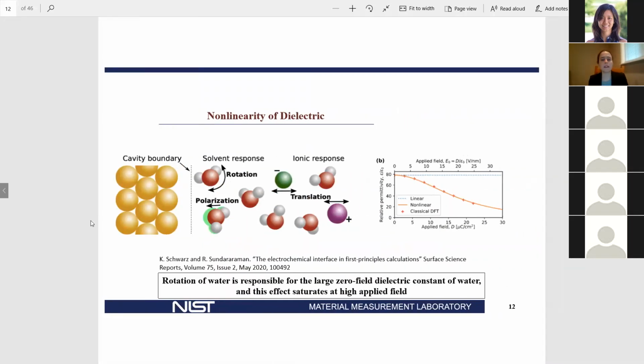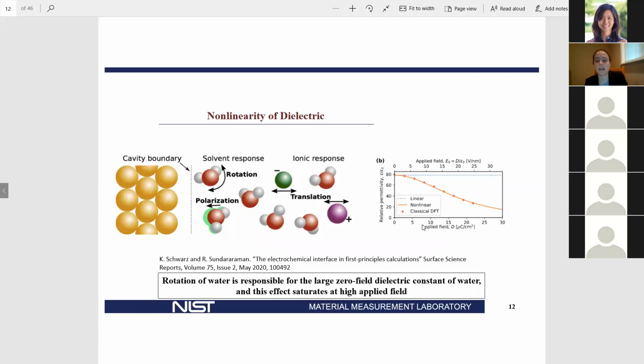So to explain this nonlinearity of the dielectric just a little bit more, we can imagine we have some solute, some cavity, and when we charge this electrode, the solvent responds to the charge on the electrode by rotating. So in this example, this is of course water. The water rotates in response to this field, but it can only rotate so much before eventually saturating.